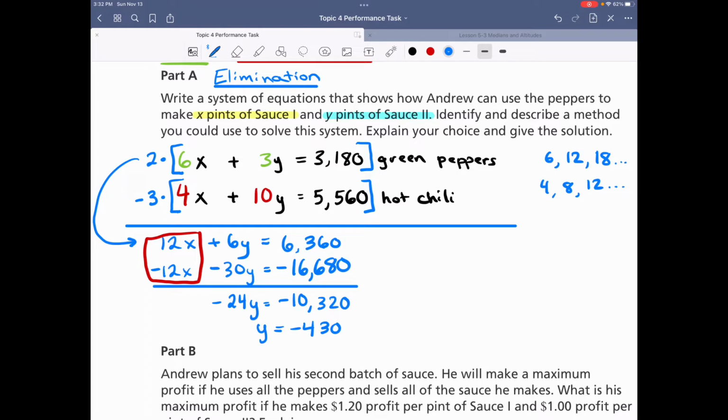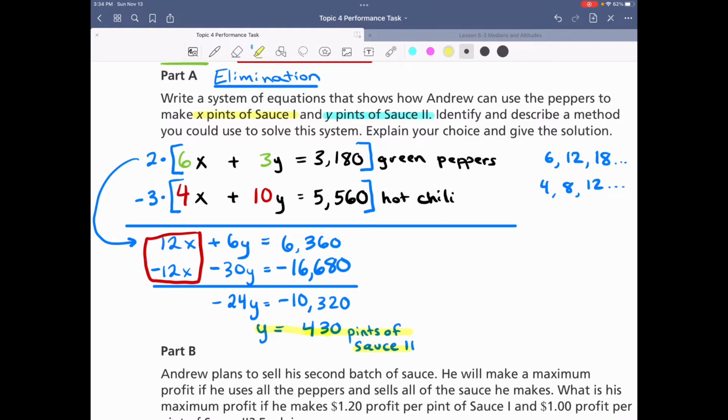Actually, I'm sorry, it gives us a positive because we divided by a negative, right? That didn't make sense to me. I was like, that doesn't make sense. We shouldn't have a negative. So what does that mean? That means that we can make 430 pints of sauce 2. But is that our final answer? No, we have to plug that in to the y so that we can solve for x.